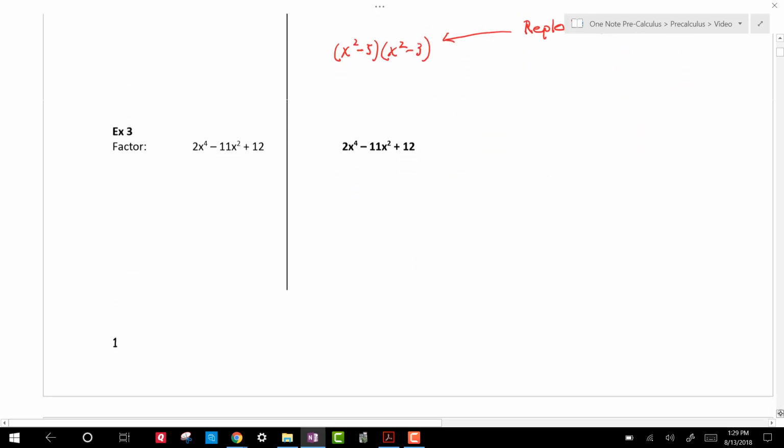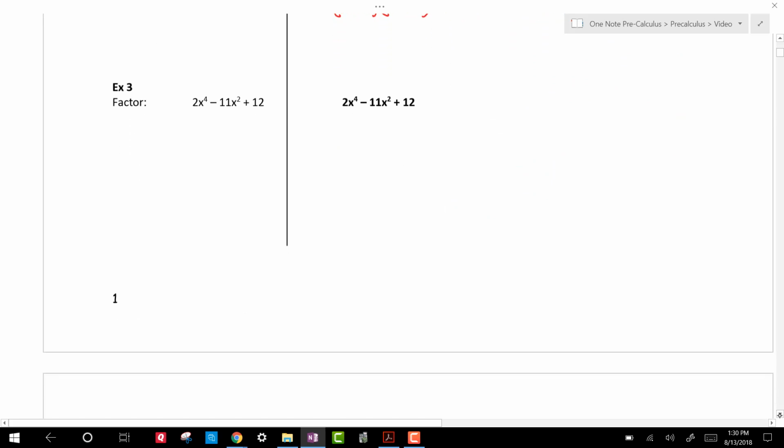The same thing happens on example number 3. You can do a u substitution here as well. So I'm going to let u equal x squared. And so this is going to be 2u squared minus 11u plus 12. And I'm going to factor this. In order to get a 2u squared, I know I need 2u and a u. Now, to get a positive 12 at the end, there's a lot of possibilities there.